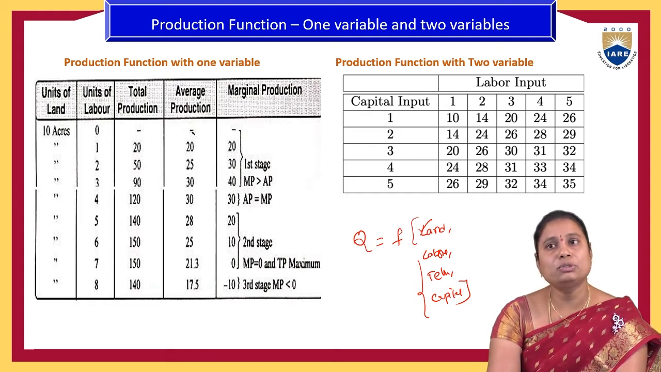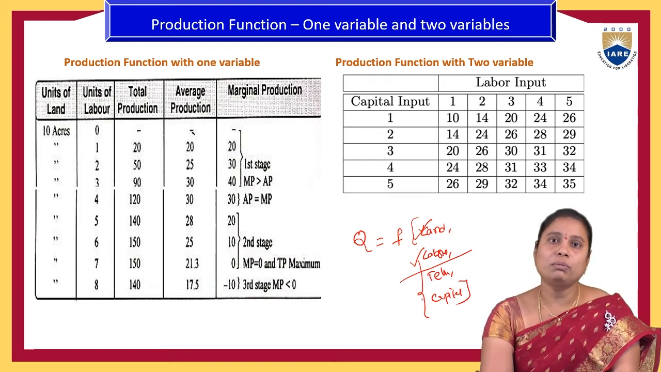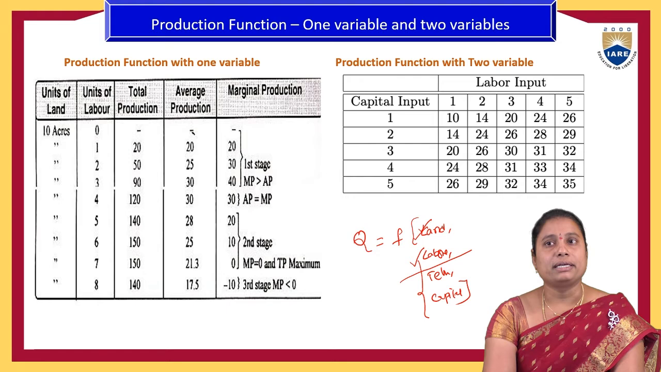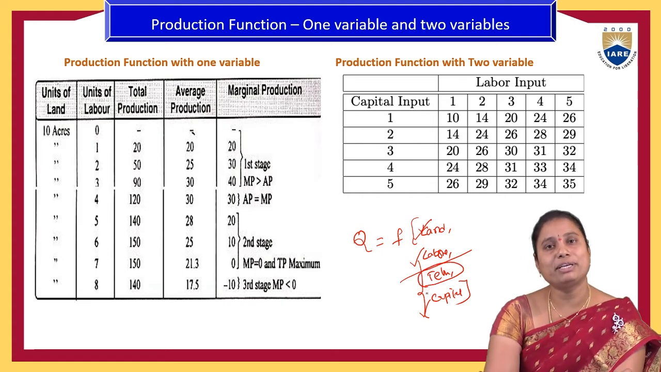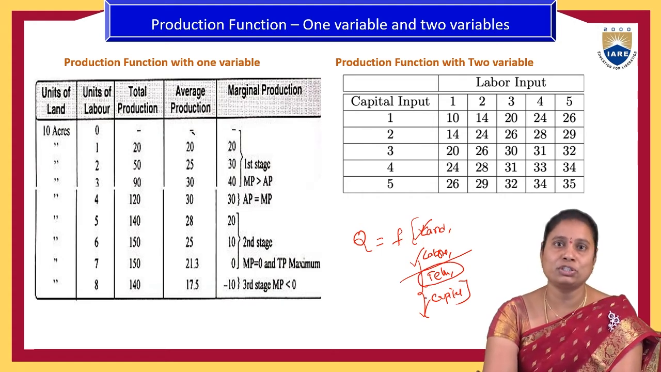If the same producer is changing the quantity of land which he is using as well as the number of labor, but he is using the same technology and the same capital, then we can say that the producer is following the two variable production function. But if capital is also changing along with land and labor, and only the technology is constant, then we can say it is a three variable production function.